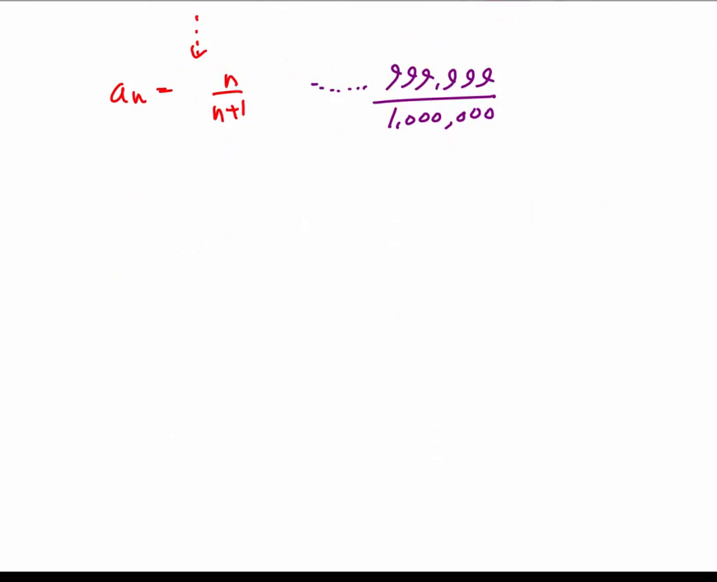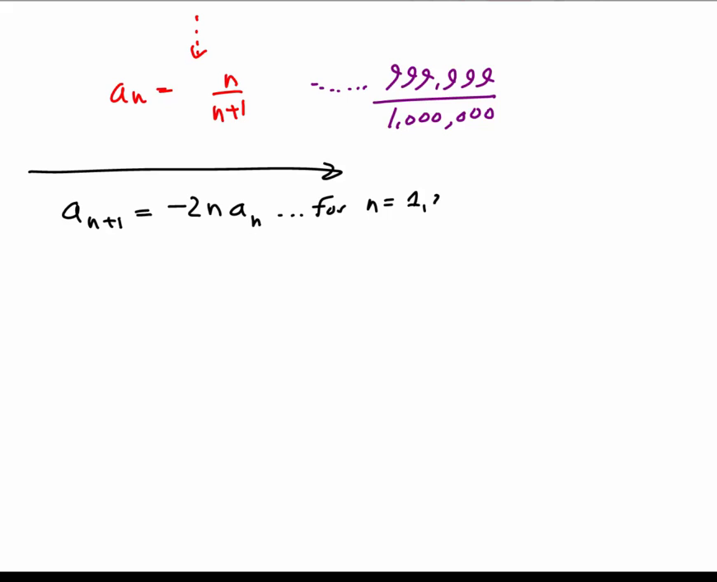Now some sequences are recursive or recurrent, meaning it depends on the previous value to define the next value. So an example of this would be a sub n plus 1 is equal to negative 2 times n times a sub n. Now this sub n plus 1 is basically telling me about the next term. Now let's go ahead and define this for values starting at 1, so 1, 2, 3 integer values only, and we'll also be given a start point here, a sub 1 equals 2. So for this example I just want to find some terms.